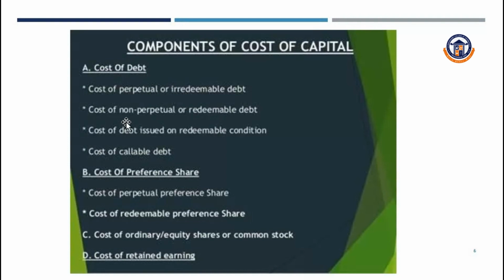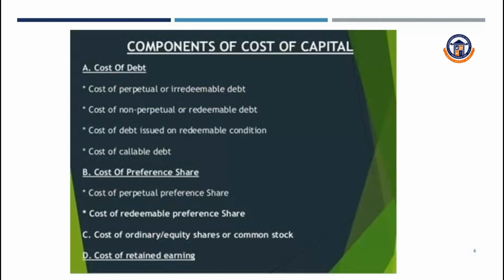Then third one is cost of ordinary or equity share or common stock. The computation of the cost of equity capital is difficult. It is a task to maintain the stock at the same price. Some people may argue, as observed in the case of preference shares, that equity share capital does not involve any cost. The cost of equity share may be defined as the minimum rate of return that the company must earn on that portion of the total capital employed that is financed by the equity capital.